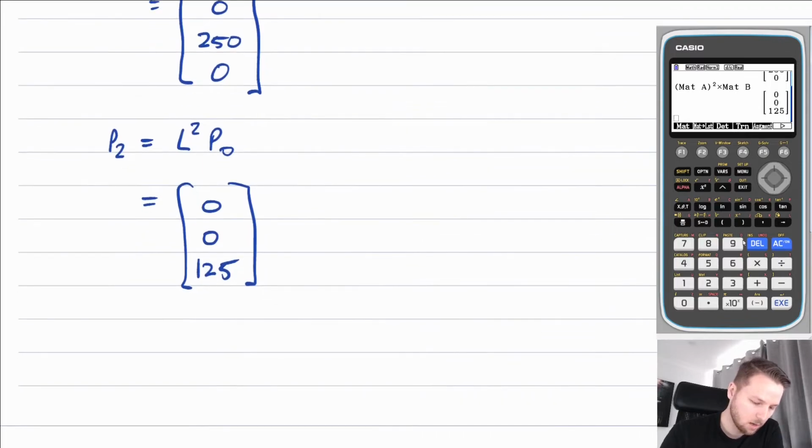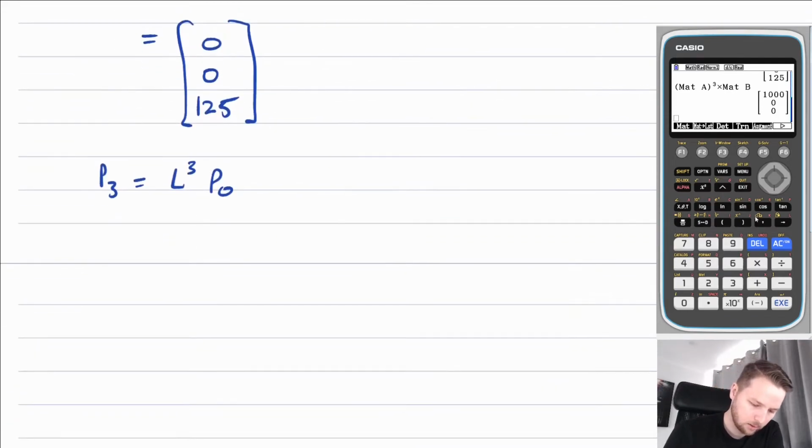So that makes sense. Now what about P3? So P3 is going to be L to the power of 3 P0. Let's go back to our calculator. So we've got brackets again, matrix A, and that's going to be cubed now, cubed times matrix B. Oh, that's interesting. We've got 1,000. So that equals 1,000. Why is that interesting?